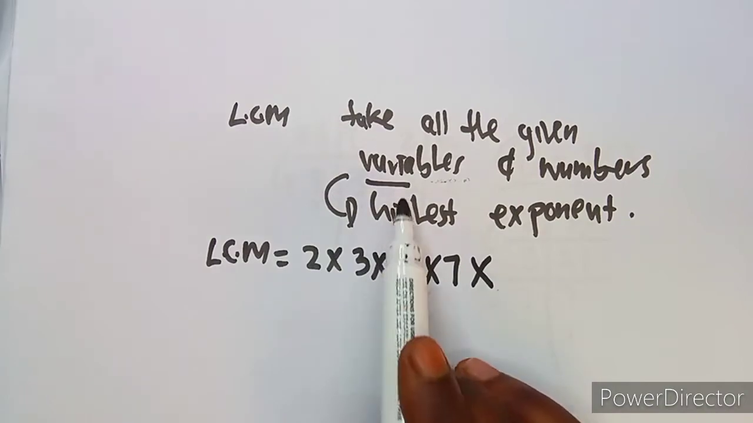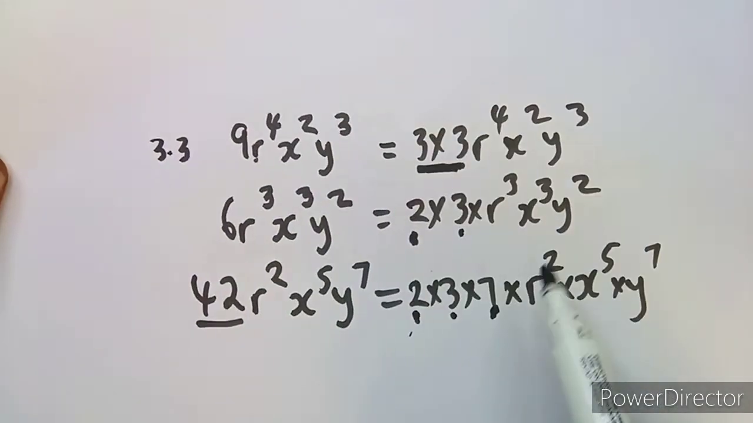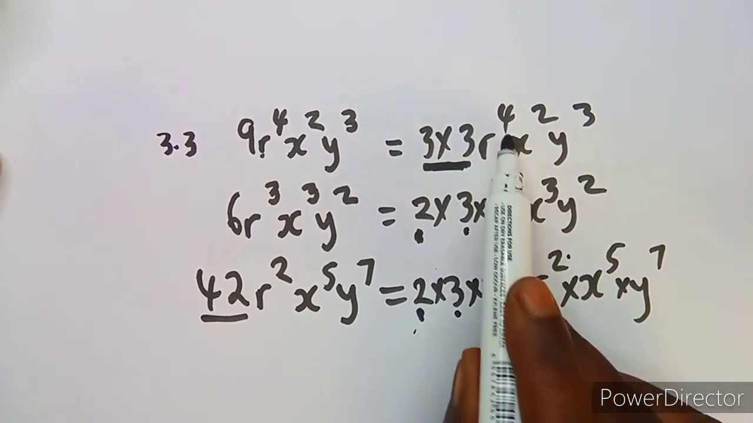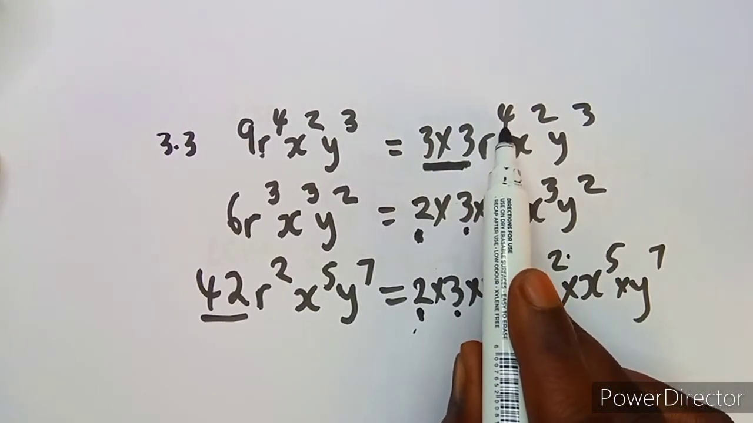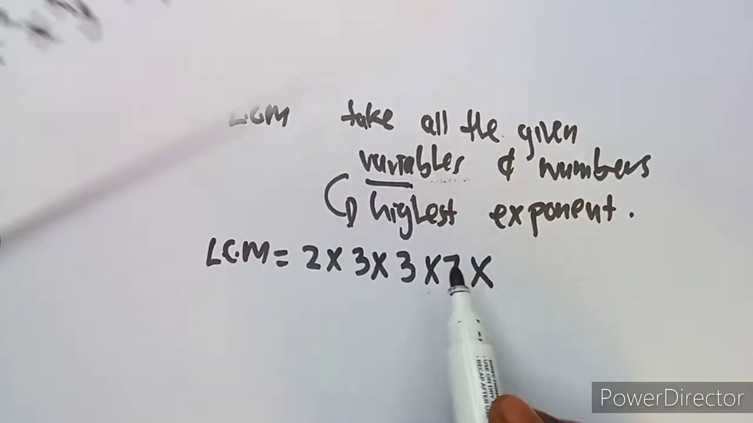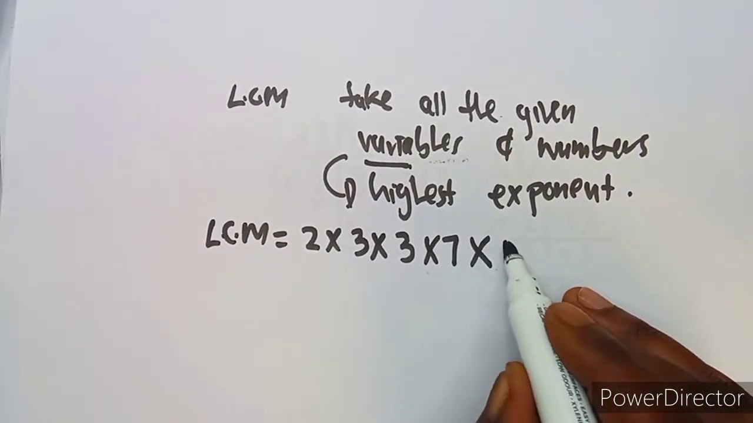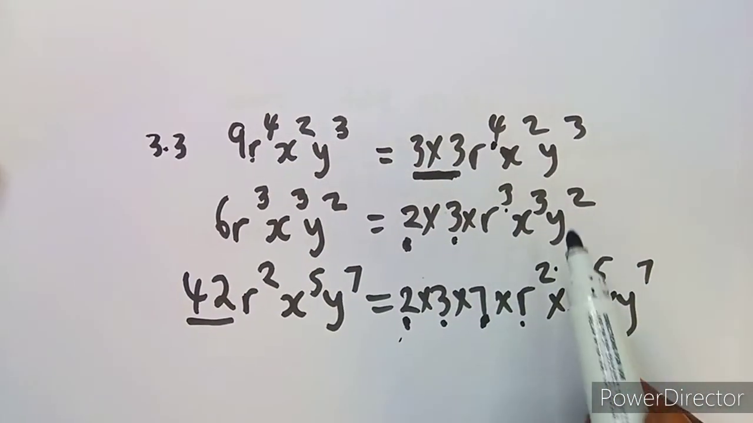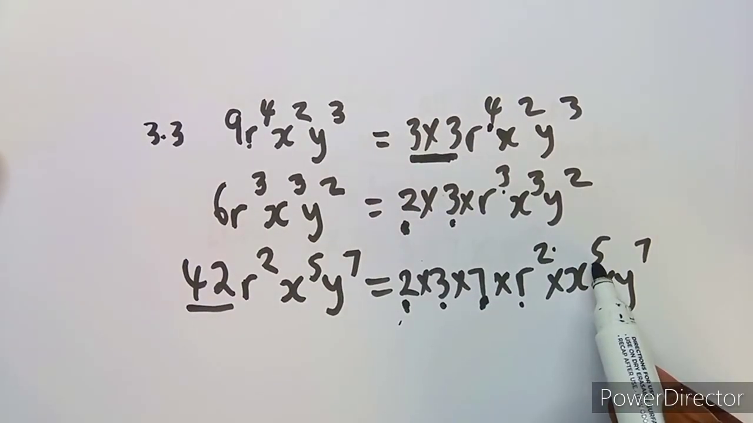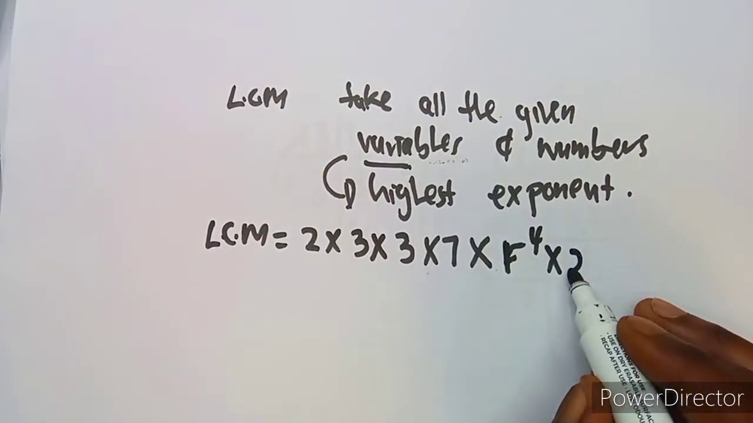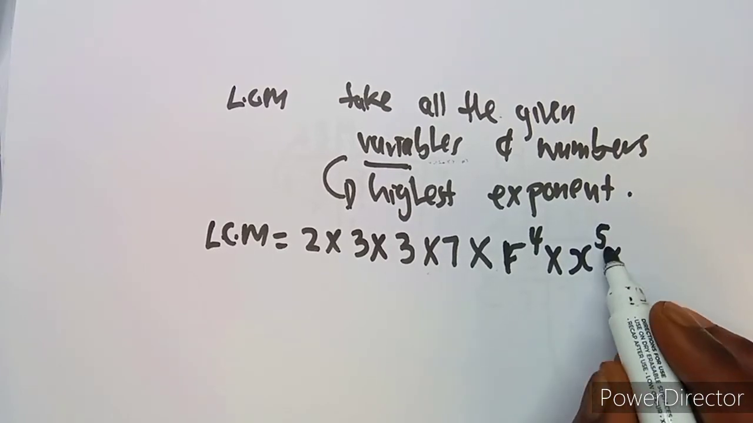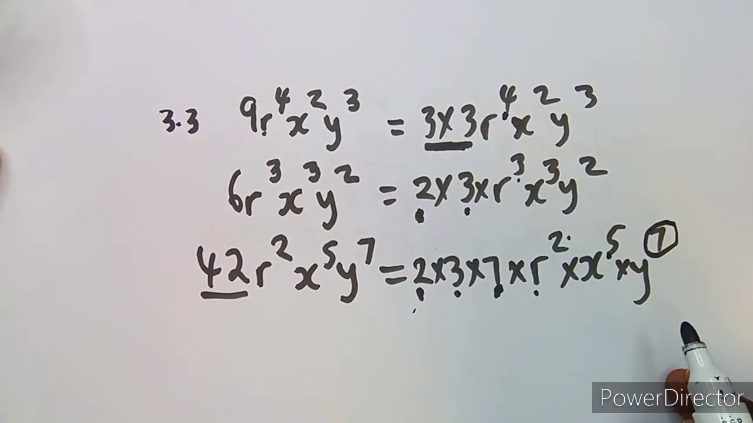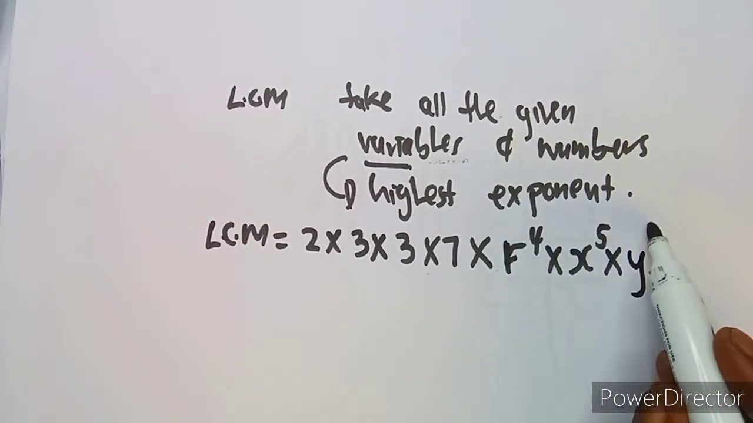Okay, then we are now working with the variables. On the variables, we have got r here, but the one with the highest exponent, this is 2, 3, and this is 4. This is the one with the highest exponent, so we're going to take r to the exponent of 4. Okay, so this is r, guys, to the exponent of 4, multiply by, you have x, the one with the highest exponent is x to the exponent of 5. So this is x to the exponent of 5, multiply by, you move on to y, the one with highest exponent is y to the exponent of 7.